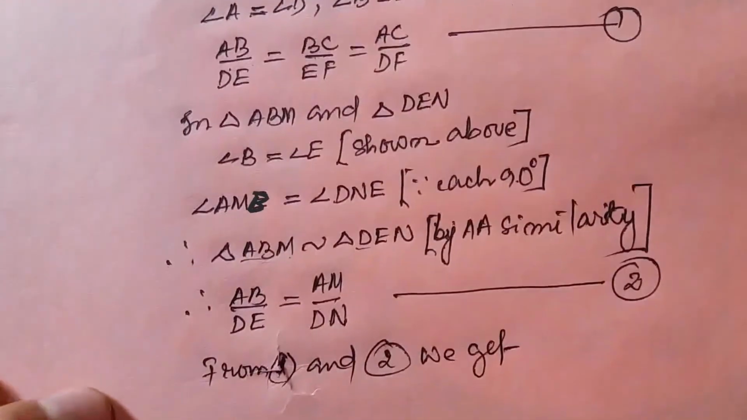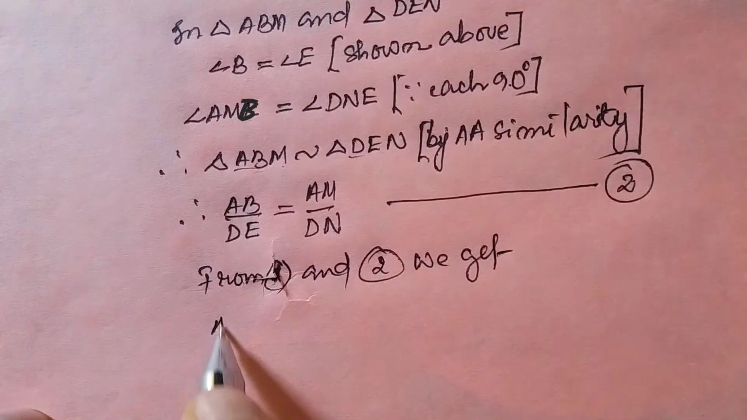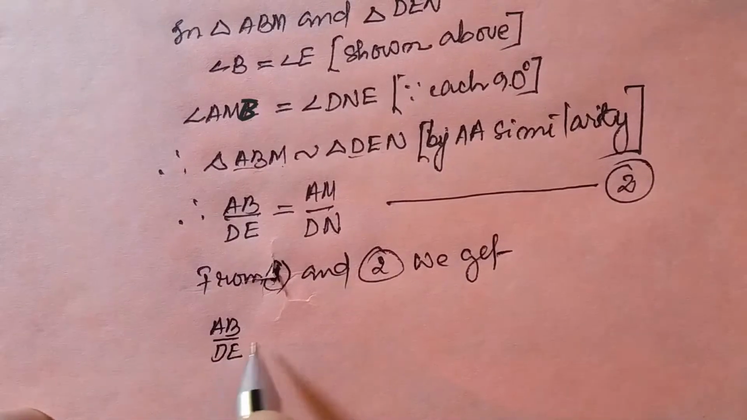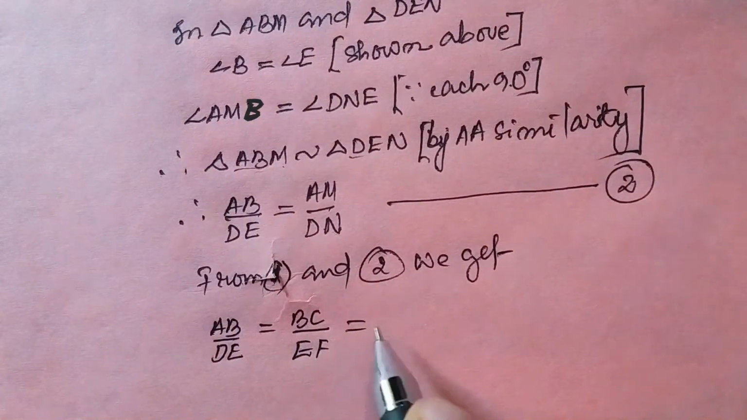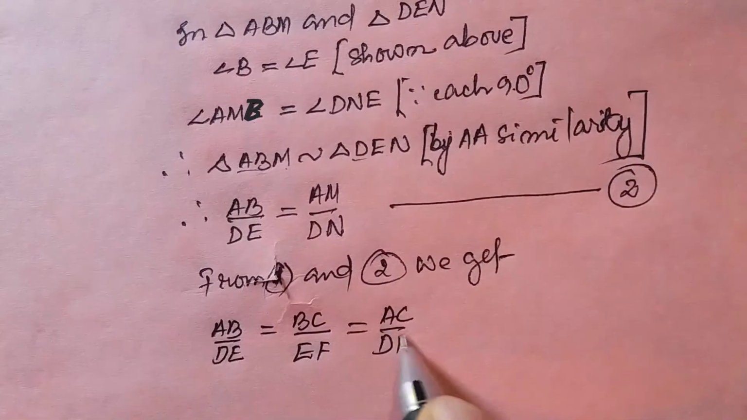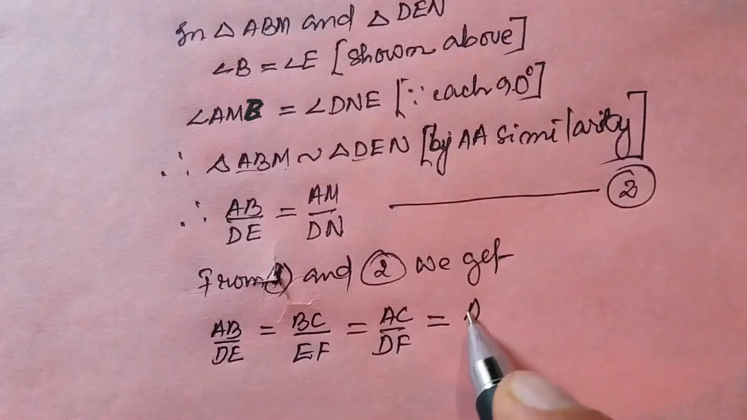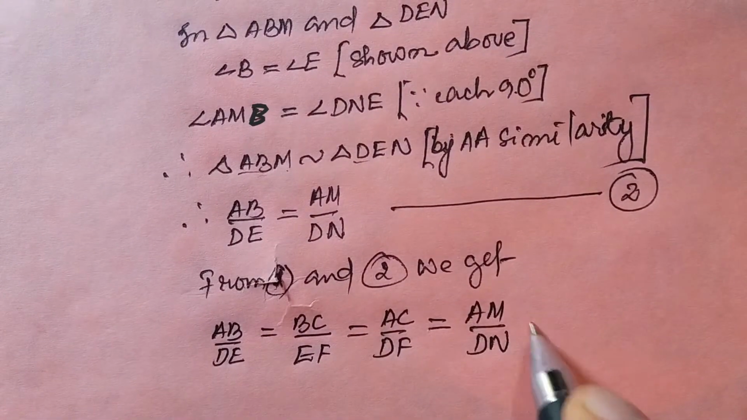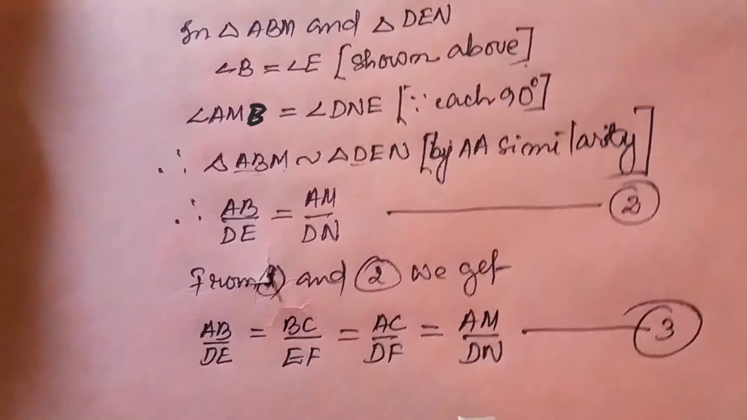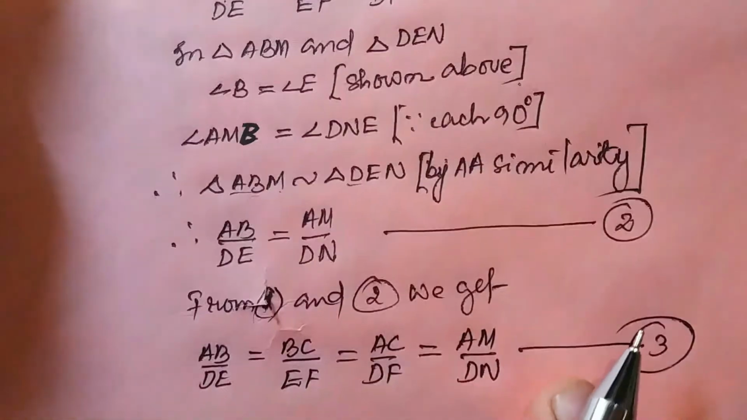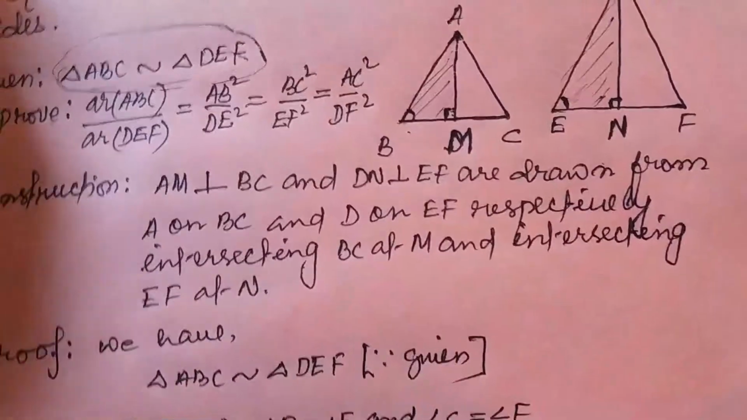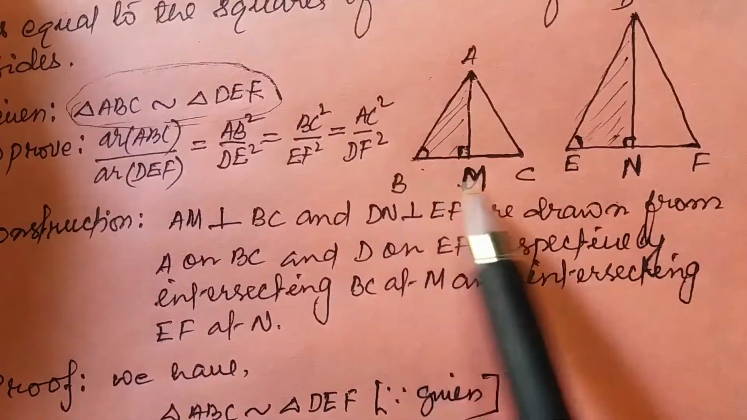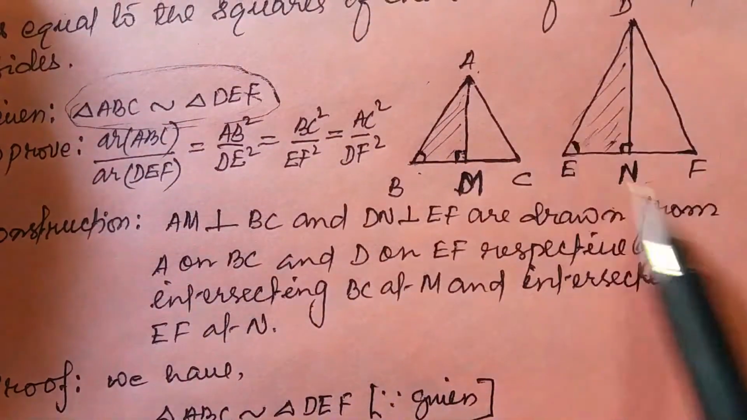So that is what we're going to write here. AB by DE is equal to BC by EF is equal to AC by DF. This is equal to AM by DN. This is equation 3. Now the third step that we're going to do is we will divide the areas of this triangle by the second triangle.